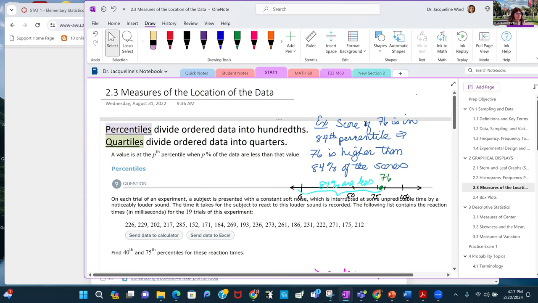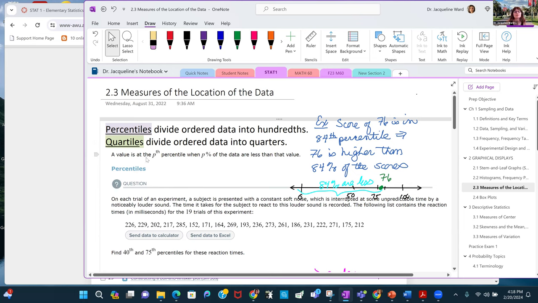This kind of reminds me of some of my college classes where sometimes you hear about these classes that are graded on a curve or whatever. Basically everyone would fail an exam, but if your score was better than like 84%, then you would probably get a B on your test, even if you only got like 25 out of 100 in some cases. I could tell some stories. So yeah, anyways, and quartiles divide ordered data into quarters.